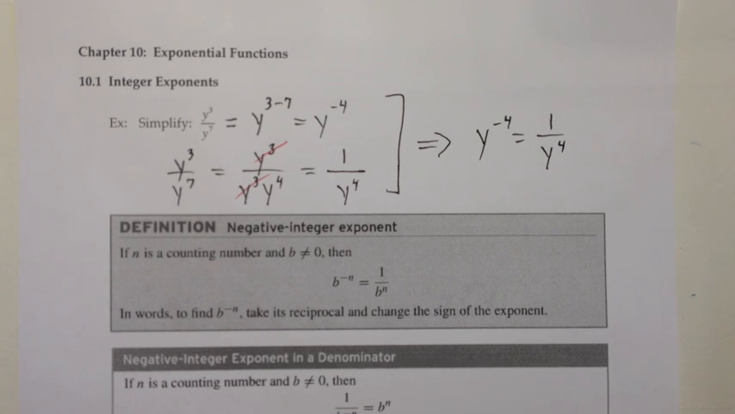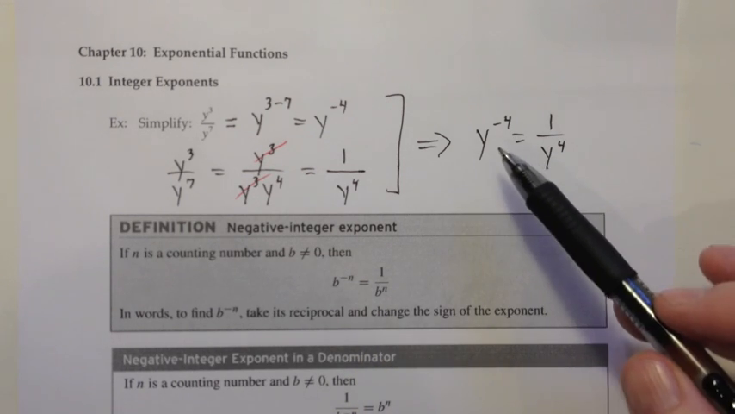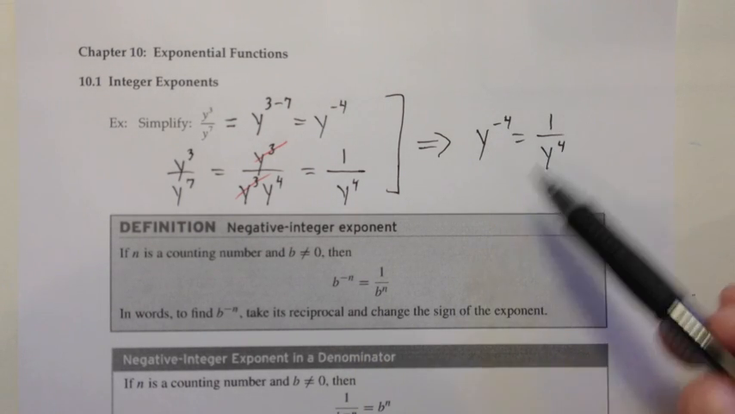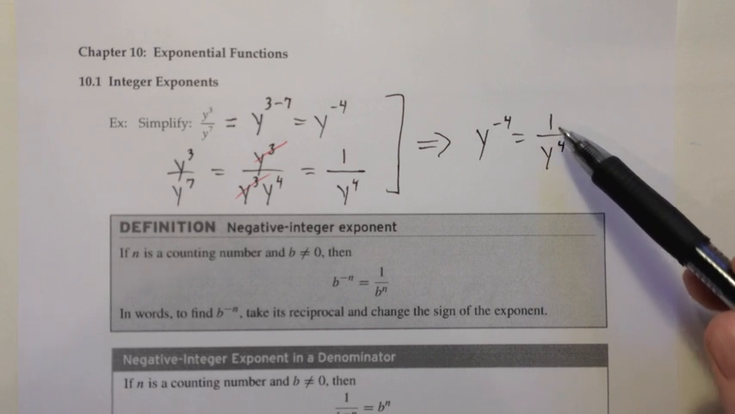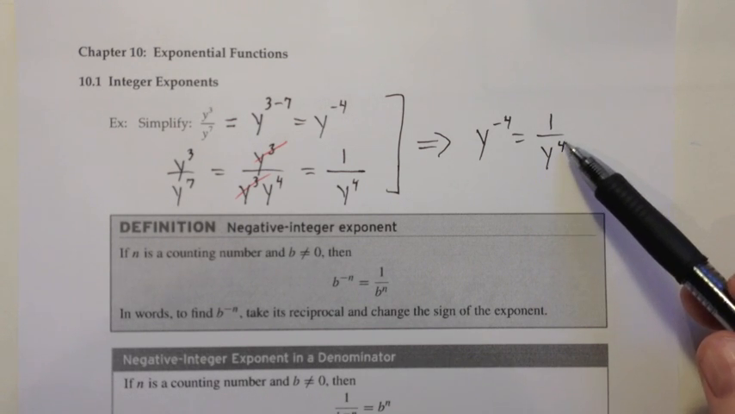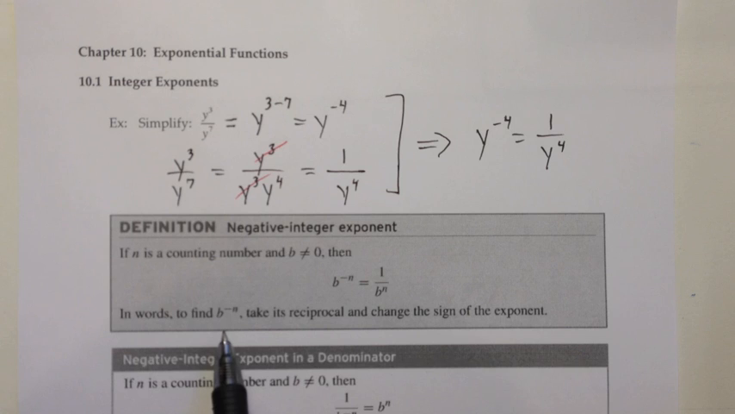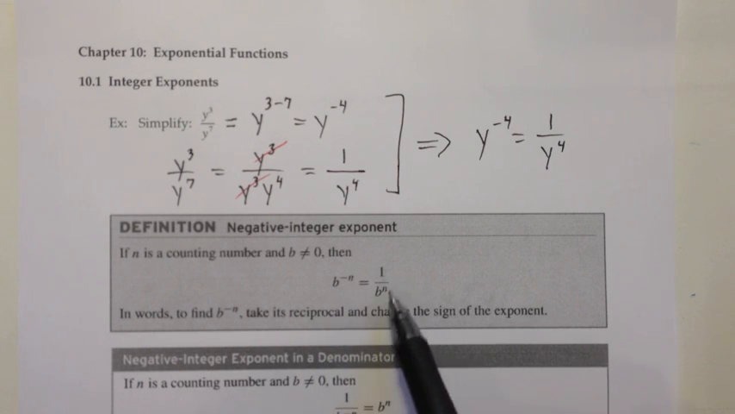Let's look at that as a definition. For negative integer exponents, if n is a counting number and b is not 0, then b to the negative n is 1 over b to the n. So that's just making the statement right here. If we have something raised to a negative power, we can get rid of that negative by doing the reciprocal, 1 over that base, and now the power is positive. So in words, to define b to the negative n, take its reciprocal, and then you change the sign of the exponent. So essentially, how do we deal with negative exponents? We get rid of them. How do we get rid of them? By taking a reciprocal, because that changes the sign of our exponent.